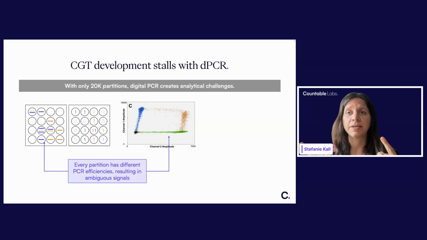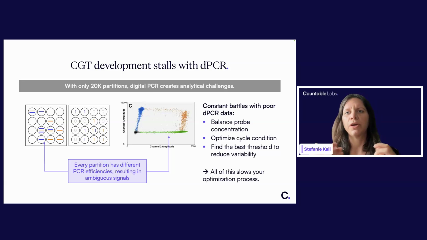So where it takes months is optimizing your assay so that you don't see that rain or you dramatically lessen the rain so that you feel more confident about where you're calling single present, and then the double present. So in order to do that, the reason it takes so long is that you're balancing your probe concentrations. You have to really optimize those cycle conditions, and you have to find that best threshold to reduce variability. But again, that's a little subjective, which is not great when it comes to those regulatory guidelines. And all of that just slows down your optimization process.